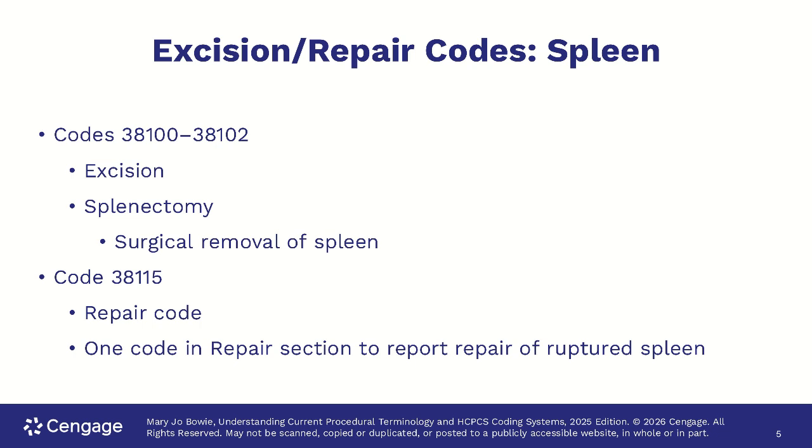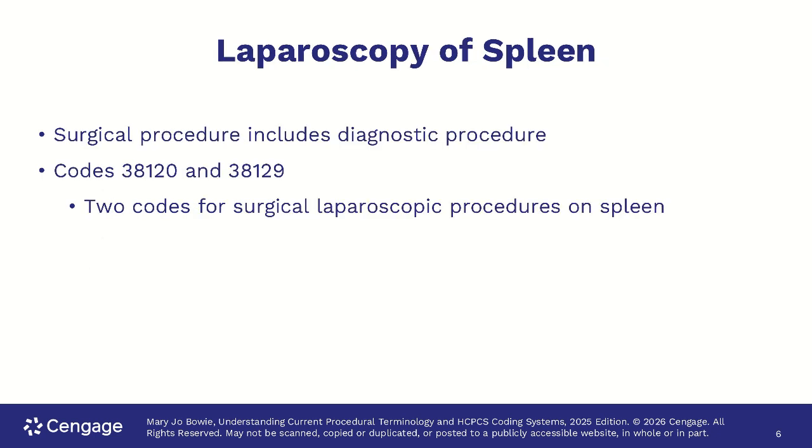There is also, by the last code, an add-on code, denoted as such. And that is an add-on procedure that is reported when a total splenectomy is reported in conjunction with another procedure. There is one repair code in this section. This is for a ruptured spleen, and the procedure is known as a splenorrhaphy.